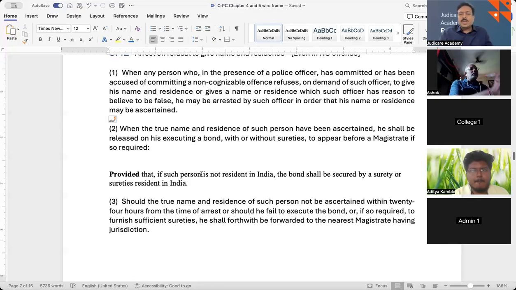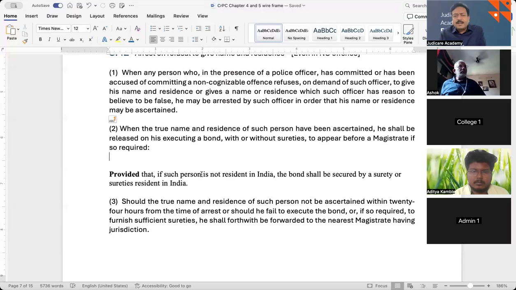Number 3, should the true name and the residence of such person not be ascertained within 24 hours from the time of arrest, or should he fail to execute the bond, or if so required to furnish sufficient surety, he shall forthwith be forwarded to the nearest magistrate. So then the process is executed as if you have committed a cognizable offense, because now the police officer understands this is a non-cognizable offense. The police officer understands very well that you have given the name and address, but when he or she verified, he might have let you go.